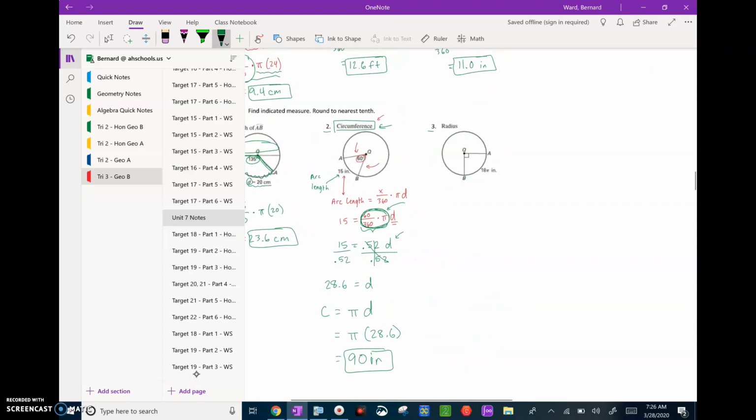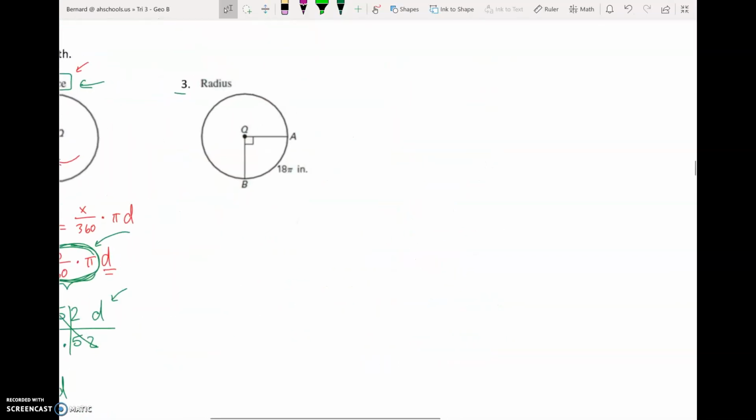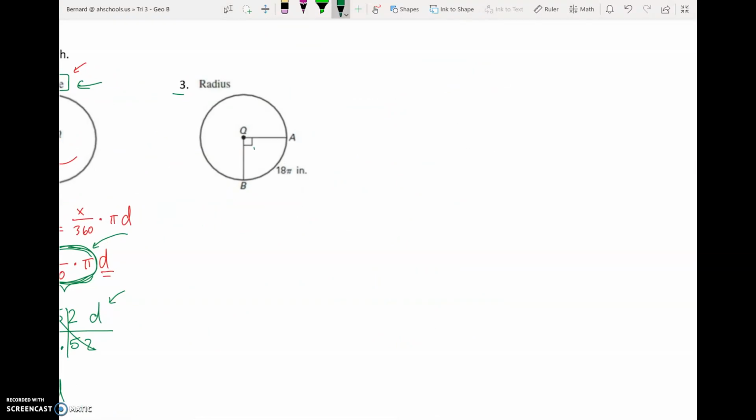All right, one problem left and not much time. Same deal here. This is a 90-degree angle, obviously, and now we just want to find radius, and this is our length. And so we'll say 18 pi equals 90 divided by 360 times pi times our diameter. Remember, we want to find our diameter again, and then we'll divide it by 2 to get our radius.